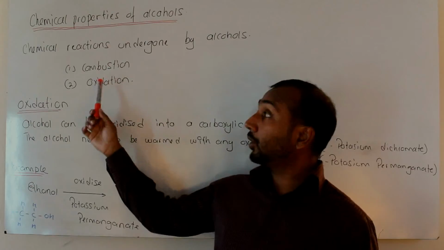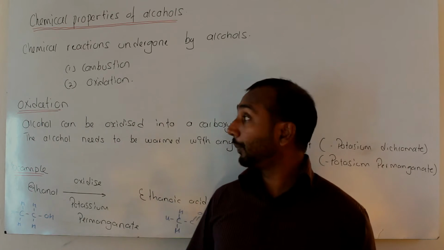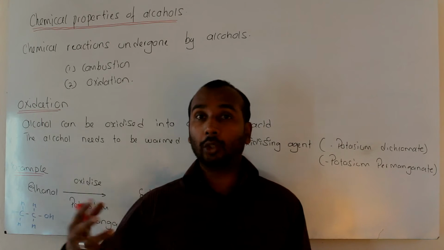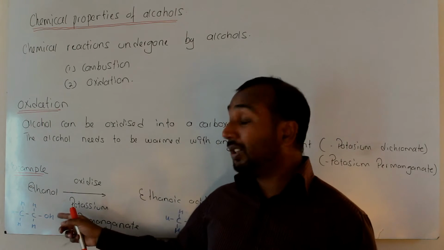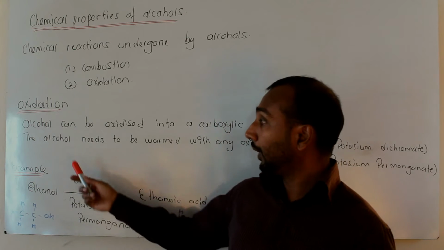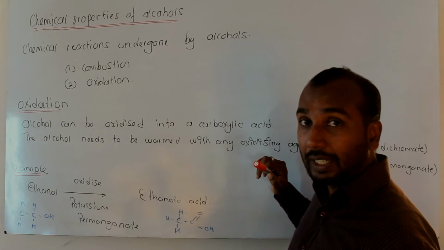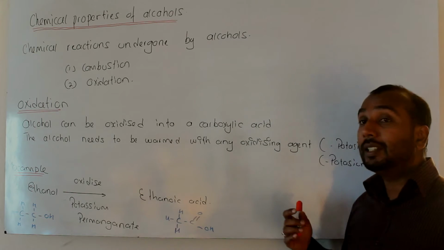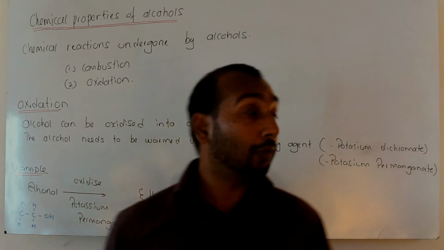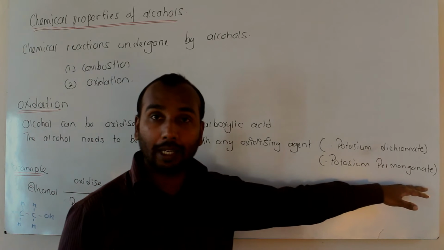The second reaction we are going to look at is oxidation reactions. What is oxidation? Oxidations are reactions in which you add oxygen to a compound. If you oxidize an alcohol, that alcohol is converted into a carboxylic acid. So we can oxidize an alcohol into a carboxylic acid. Now, what do we need to carry out this oxidation? Any oxidizing agent will do, for example, we can use potassium dichromate or potassium permanganate.